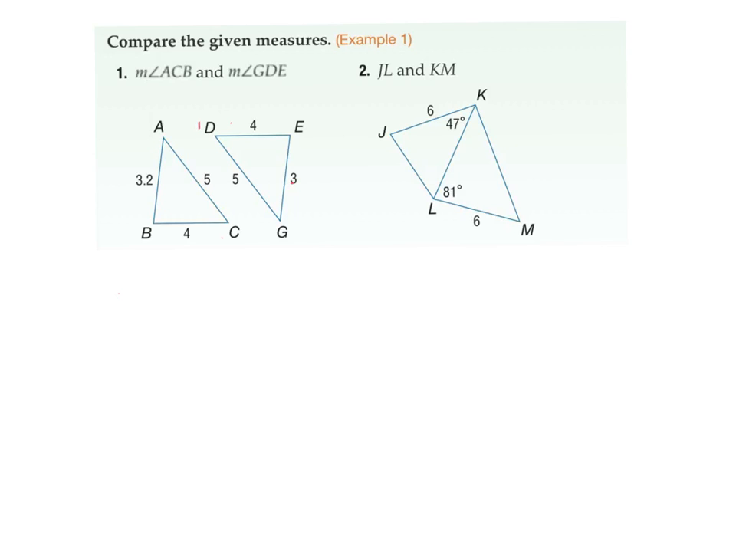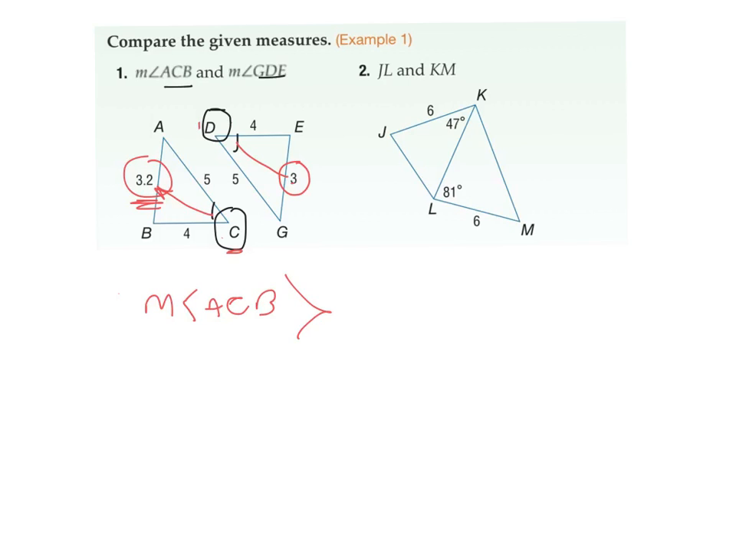So what we've got here is question number 1. It's talking about ACB. ACB is this angle here, or angle C, and GDE, which is this angle, or angle D. Now let's have a look at the opposite sides. Opposite this one is 3.2 and opposite this one is 3. So you know that this is the greater sized side, so C must be the greater angle, or ACB. So comparing it, the measure of angle ACB is greater than the measure of angle GDE.